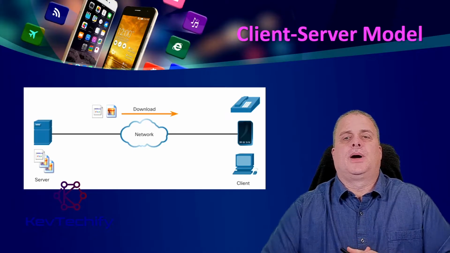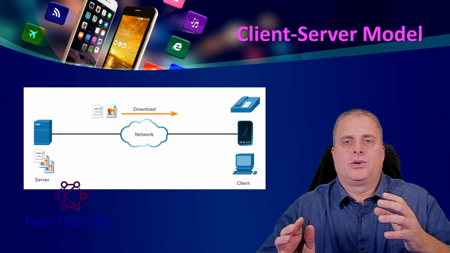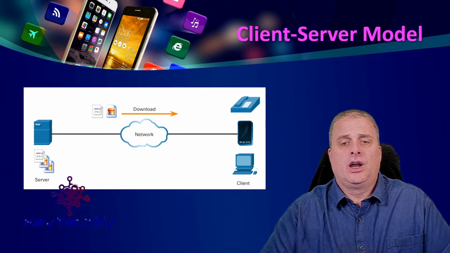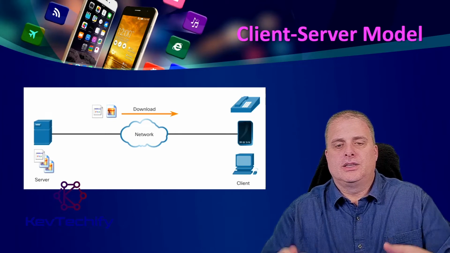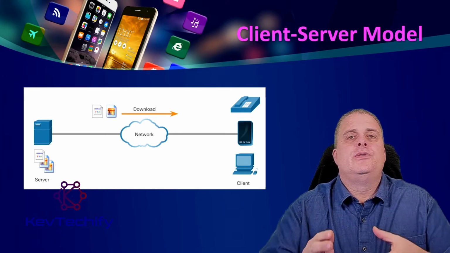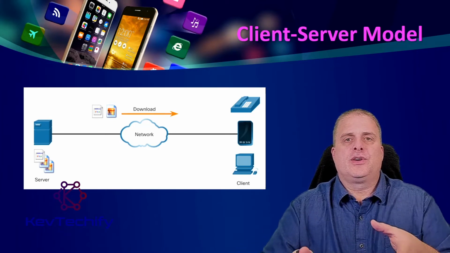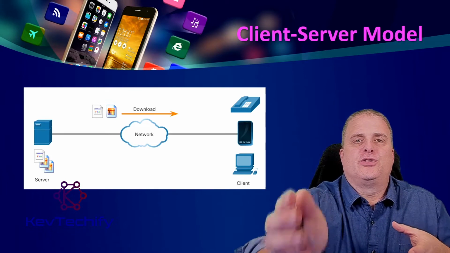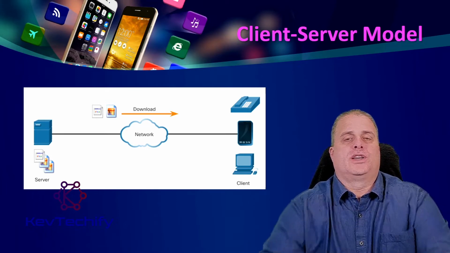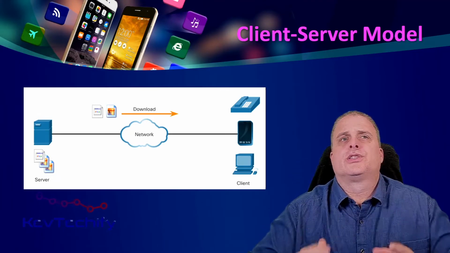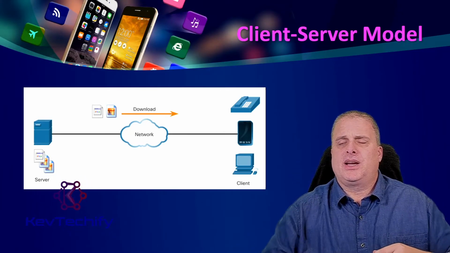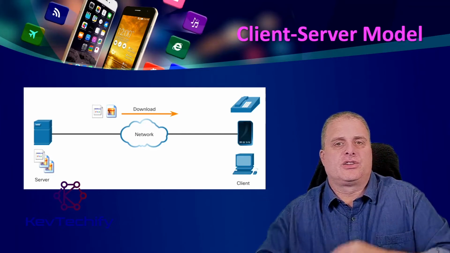The client-server model. A lot of times in IT, we're talking about a client-server architecture. What happens here is the client is the device that is requesting data. The server is the device that is responding to that request with the requested data. The application layer protocols describe the format of the requests and the responses between these client and server devices.